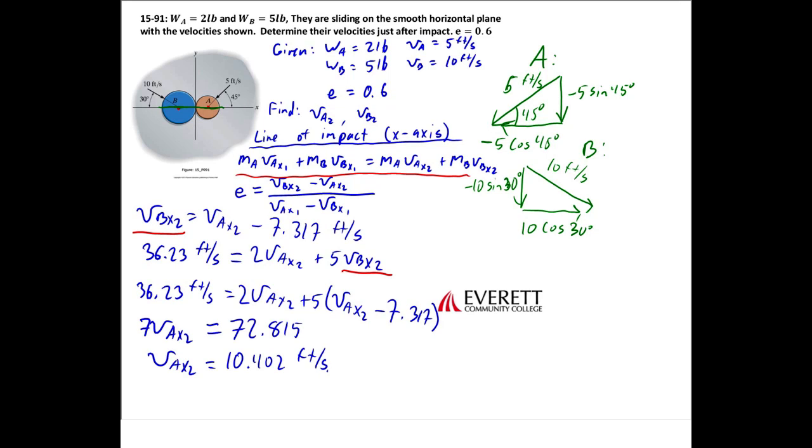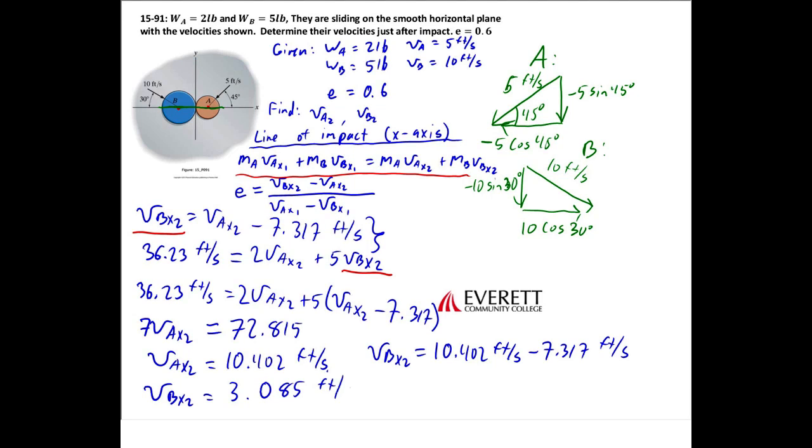Okay, then we can go up to this equation that we have up here and solve for VBX2. VBX2 is going to be VAX2, which is 10.402 feet per second, minus 7.317 feet per second. So my VBX2 is going to be equal to 3.085 feet per second.